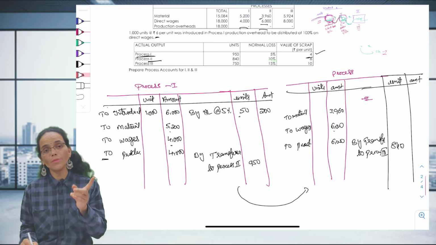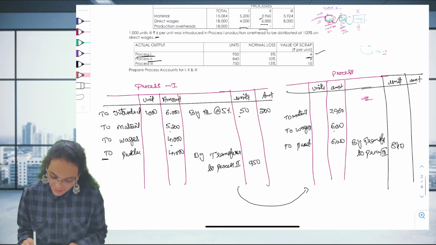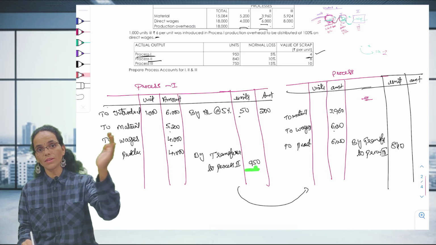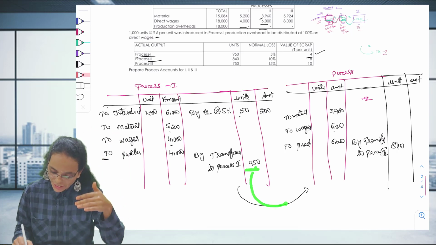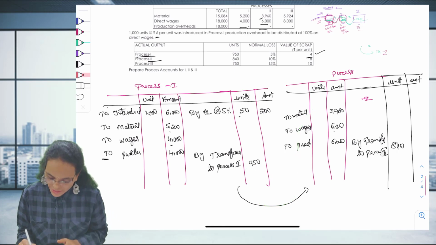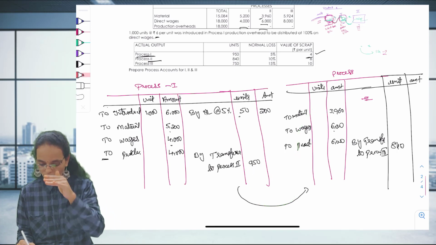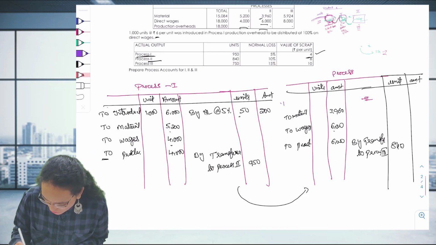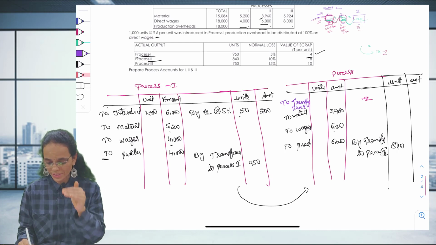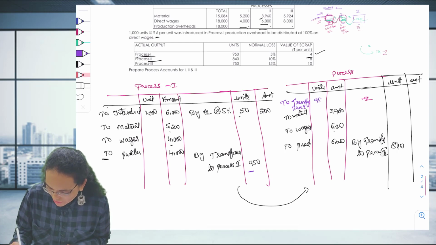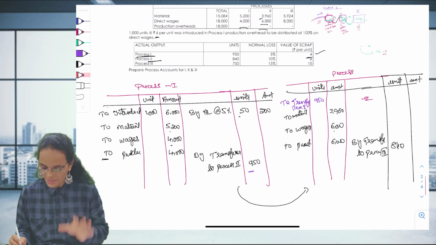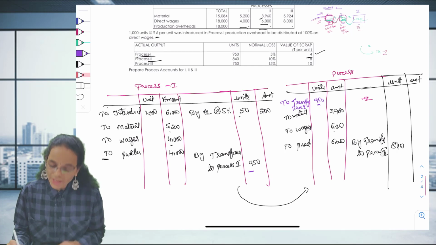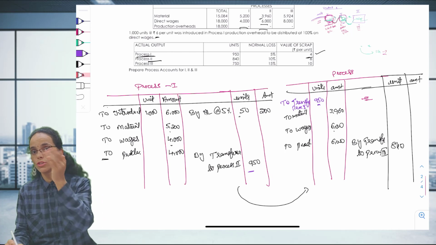Normal loss is 10% of the input. But what is the input? From process 1, the output of process 1 becomes the input of process 2. In the sense, these many units only come up to process 2. So, come back here, I'll write with another color pen. Transfer from process 1, these 950 units have been transferred. At what rate? We don't know as of now. Put it aside. So 950 units have been introduced from process 1 to process 2.